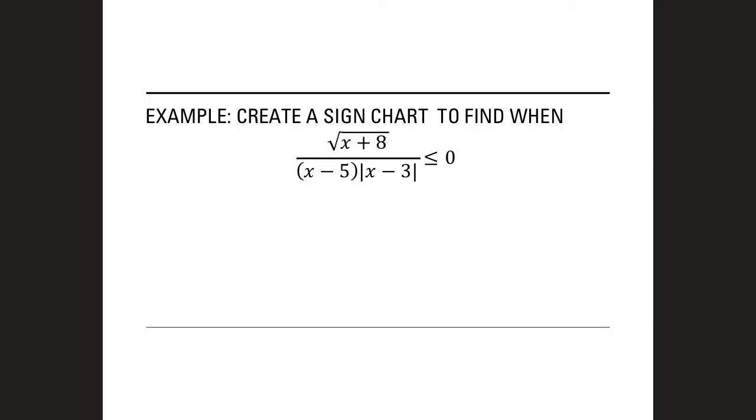Okay, for our very last problem, we're going to create a sign chart to find when this equation is less than or equal to 0. So instead of finding all ones where it's greater than 0, less than 0, greater than or equal to, less than or equal to, we're only interested in the less than or equal to part. So I'm going to go ahead and start to set up my sign chart, and I'm going to walk through this one because this one has a few interesting things that happen.